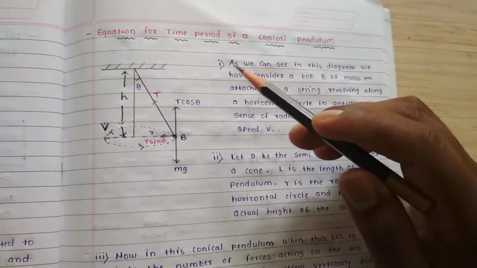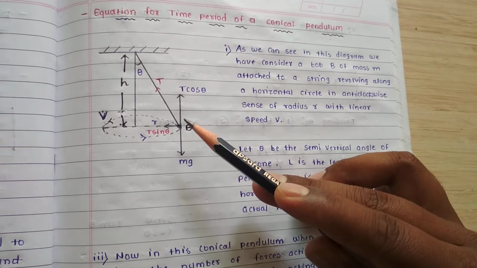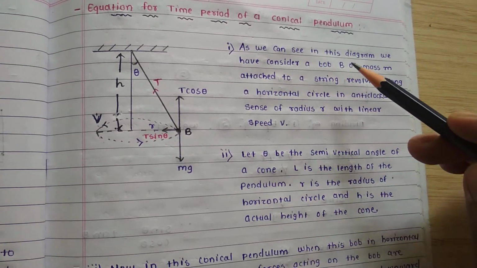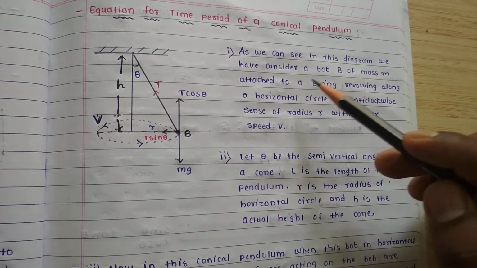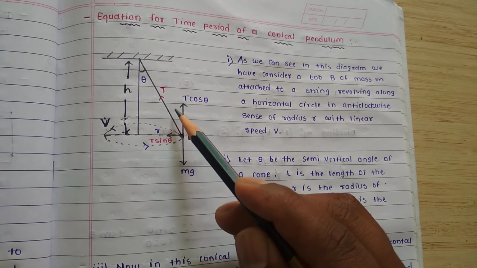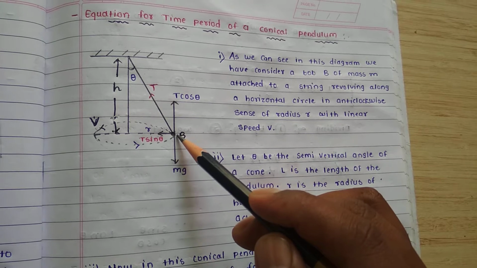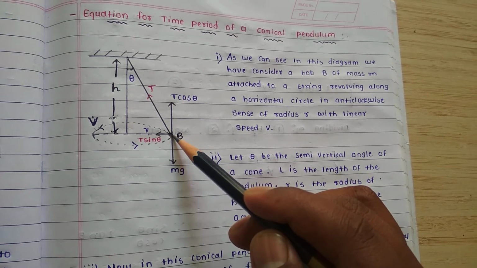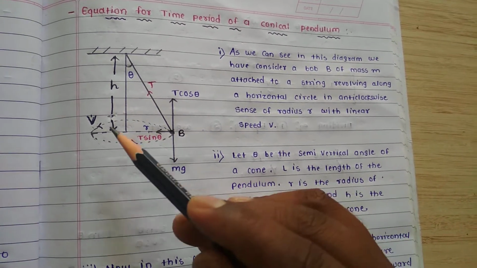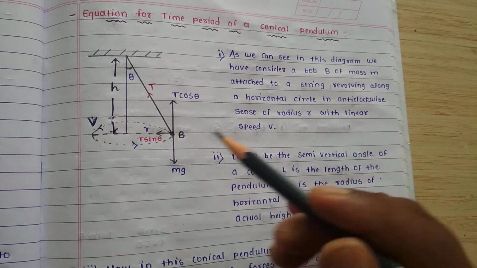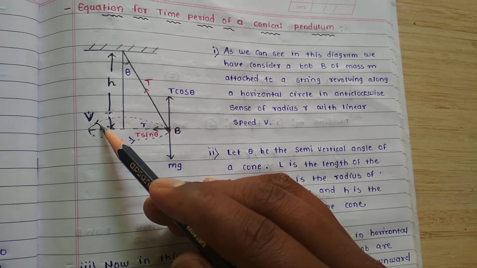Next we have to derive the equation for the time period of a conical pendulum. This is the diagram of the conical pendulum. In this diagram we have considered a bob B of mass m attached to a string, revolving along a horizontal circle in anti-clockwise sense of radius r and with linear speed v.